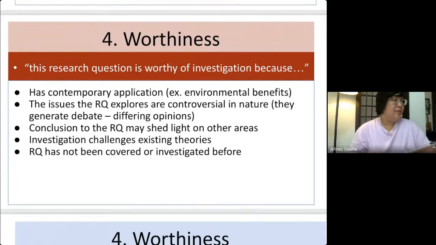Worthiness. This is not the time to think, my research is not worthy, Miss, can I change my research question? Can I change my essay? No. This is the point where we will find some worth in that essay. There should be some worth to the essay.